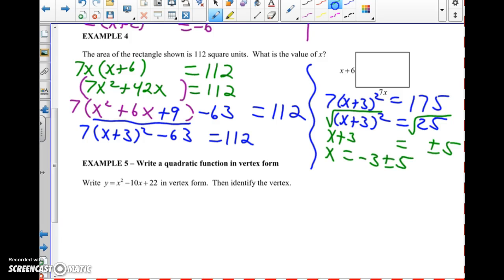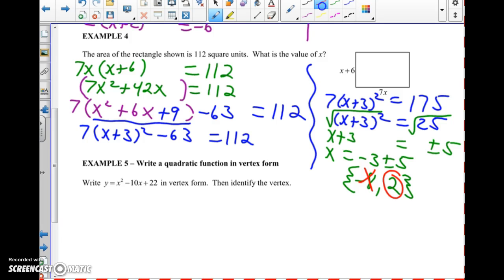Remember, we talked about this on Friday when we did the quiz. That's not the answer yet. So you combine, right? So we're going to get 2 and negative 8. Negative 8 and 2 are the answers, right? But now here's the thing. Which of these is not a good answer? Negative 8 is no good because you can't have a negative length on a rectangle. So the only answer could be 2.